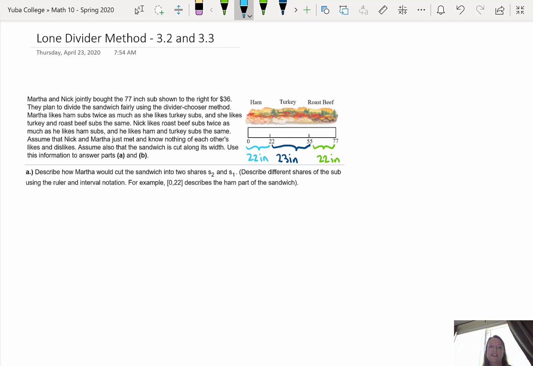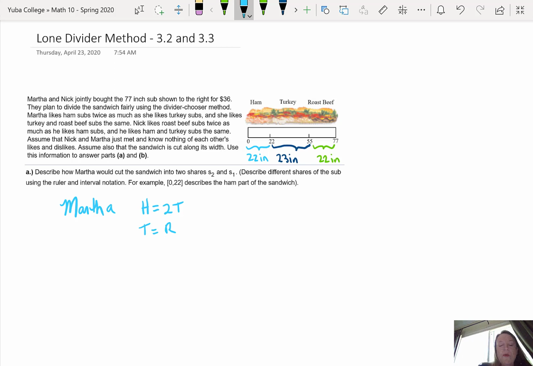They give us a little bit of information about Martha and Nick and their preferences, but the other person doesn't know this. They tell us that Martha likes the ham sub twice as much as she likes the turkey sub, and she likes the turkey and the roast beef sub the same. So we have Martha, who likes ham twice as much as turkey, and likes turkey and roast beef the same.